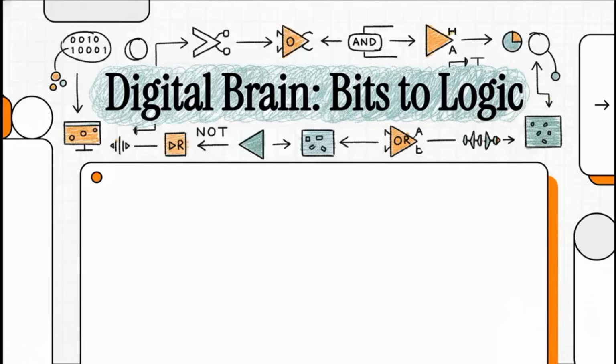Stop and wonder how the device in your hand actually works? I mean, how a whole universe of color, sound, and information gets built from a language that only has two letters? Well, today, we're going to pull back that curtain on the digital brain. We're going to see how simple zeros and ones get turned into actual logic.